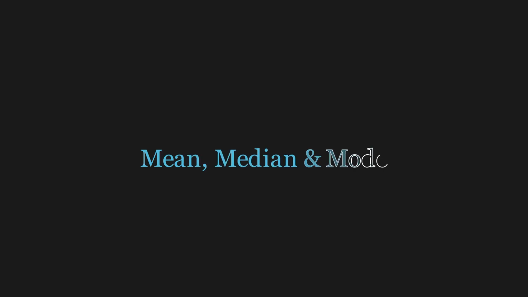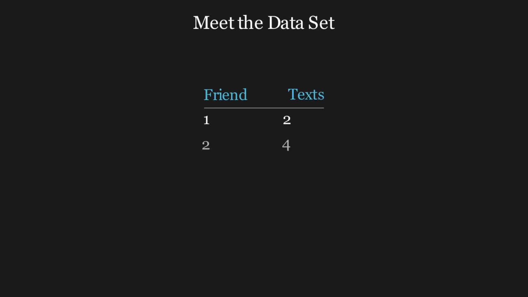Picture five friends comparing how many texts they sent last night, trying to figure out who's the typical texter. You've probably heard the words mean, median, and mode thrown around in class like they're the same thing. They're not. There are three different ways of asking what's normal here, and each one answers it a little differently. By the end of this video, you'll see why one of these three numbers can get completely fooled by a single weird data point, while the other two just don't budge.